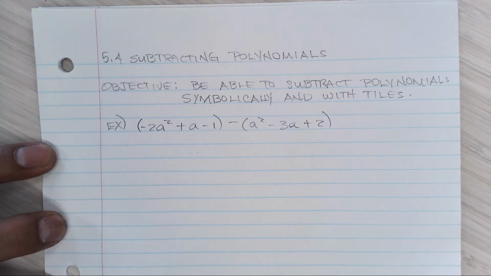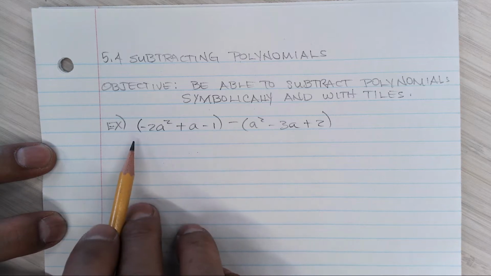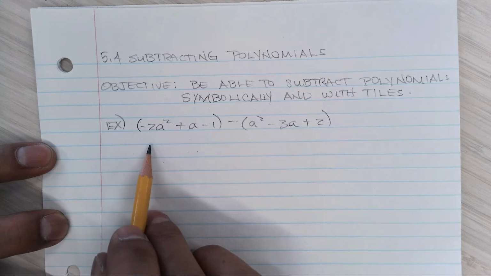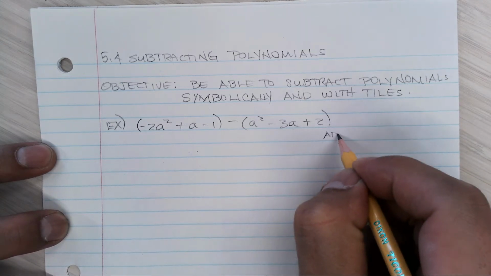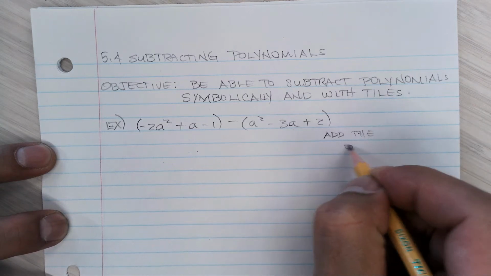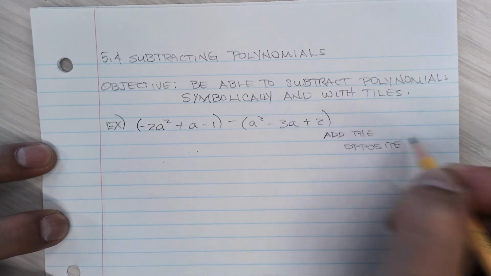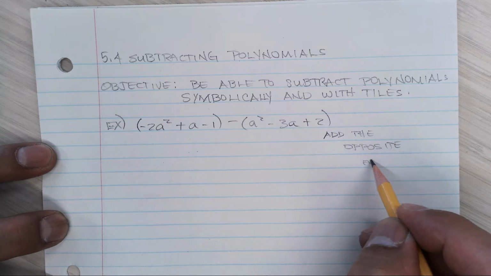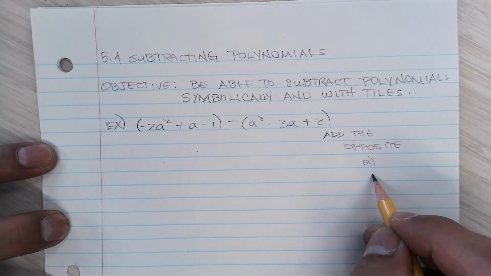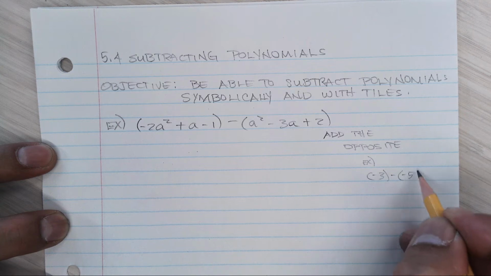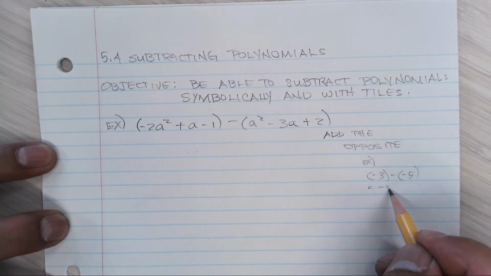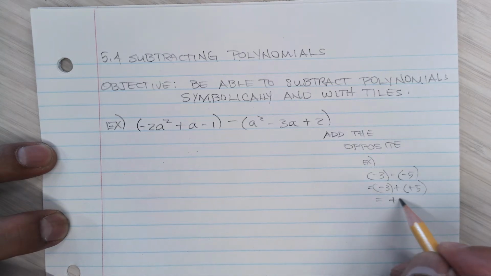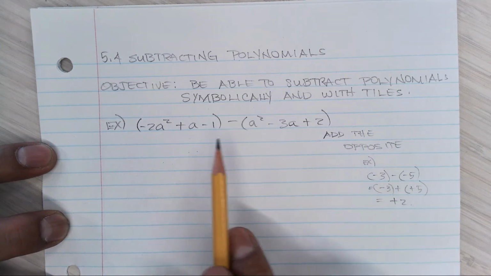So first I'm going to do it just strictly with polynomials. And this technique is easy because all you've got to do is add the opposite. Yes, that's the technique: add the opposite. I demonstrated this in class when I was teaching you integers. Remember, negative 3 minus negative 5, we simply added the opposite and determined the result from there. This is the exact same technique we're going to use with subtracting polynomials.